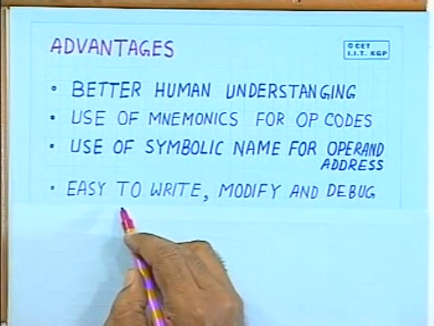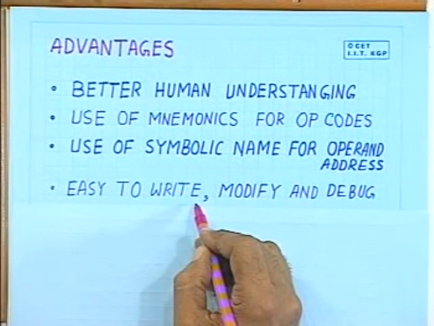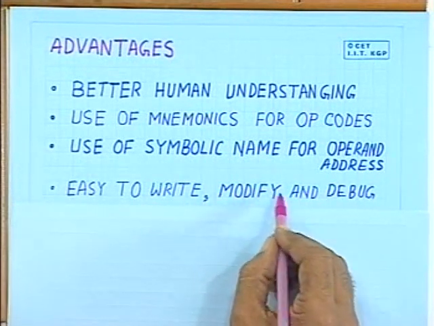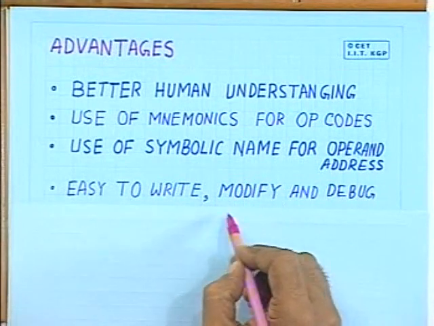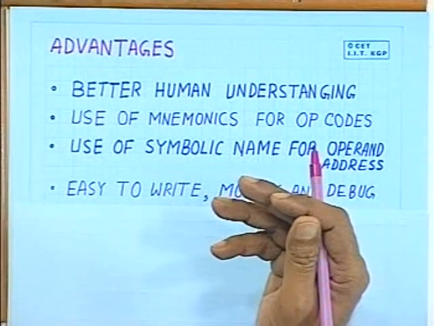Obviously, writing a program in assembly language is more convenient and easier than writing a program in machine language. It can be easily modified, because whenever you modify a program, you have to insert some instructions and delete some instructions. Whenever you do such insertion and deletion, if it is written in machine language, you have to do it yourself. But whenever you write a program in assembly language, the assembler, as we shall discuss later on, will take care of those modifications automatically.